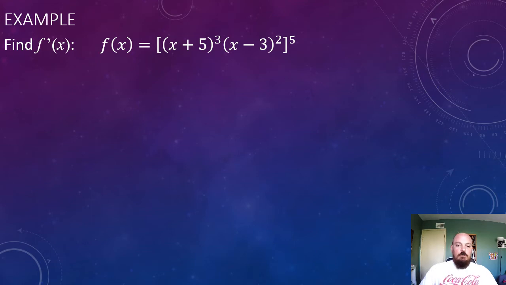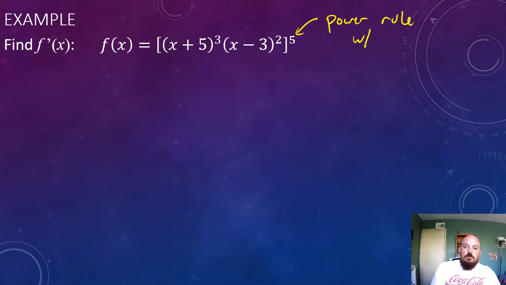So let's start off by saying what I want to do first. The first thing I notice here is this exponent on the outside, this 5. And I want to do the power rule here with the chain rule. So I'm going to set it up for that. I'm going to say f prime equals.